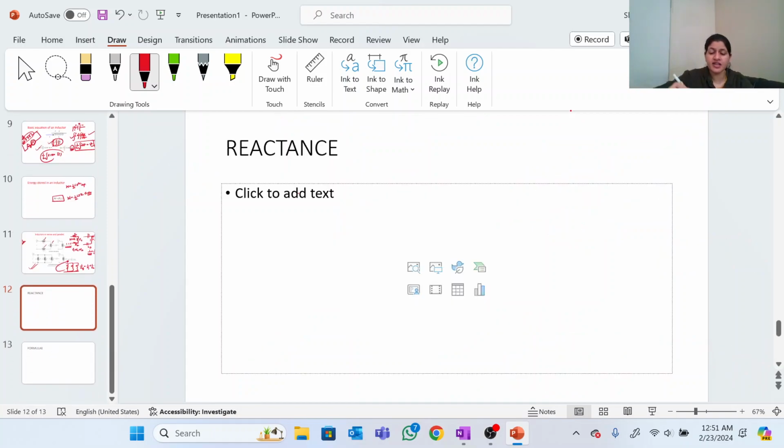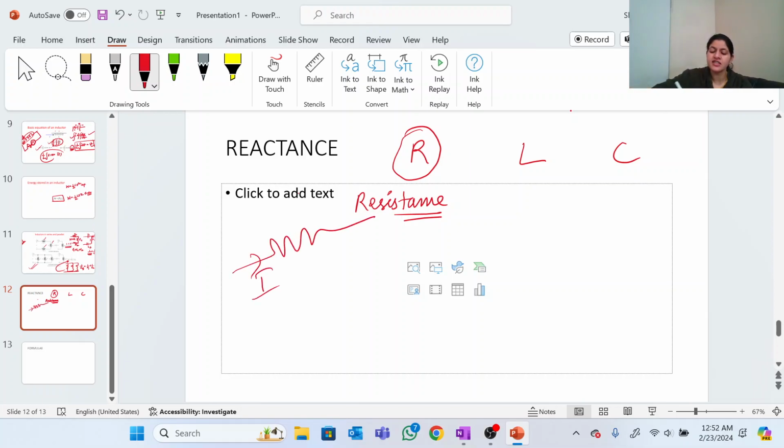And this is one last important topic, which is reactance. I told you that there are three elements: one is R, one is L, one is C. There is something known as resistance, where we talk about the property of the resistor to oppose or resist the current flowing across it, right? So this is the current. The property of this R, which is resisting the flow of current, is known as resistance.